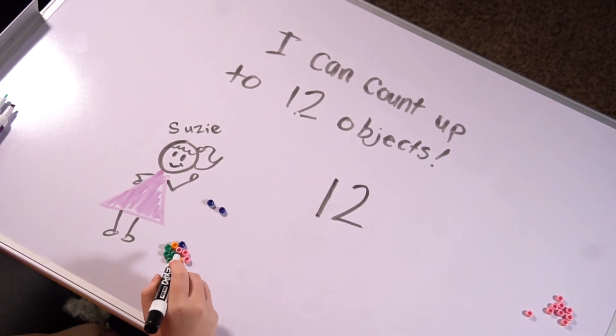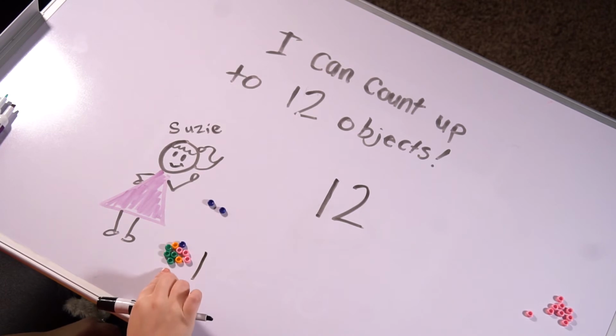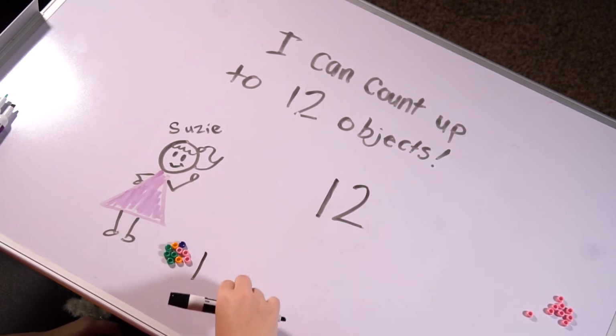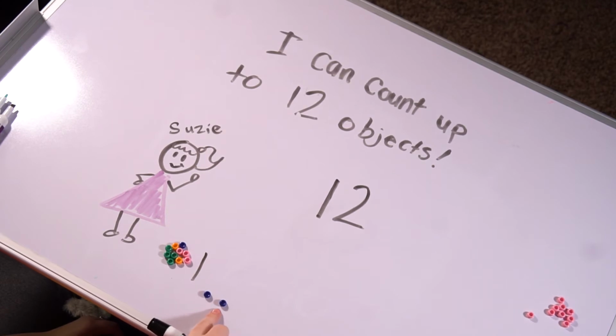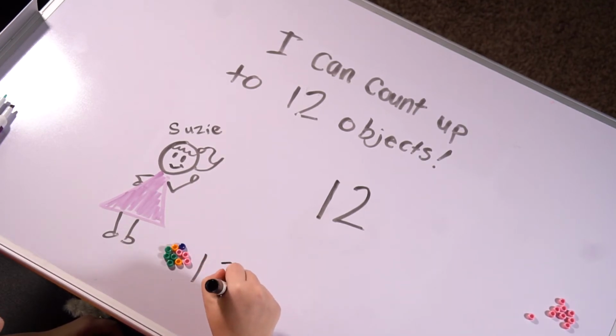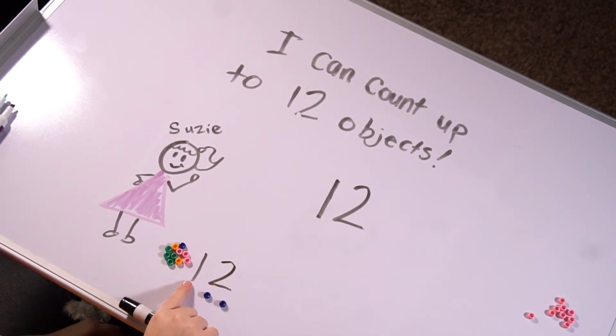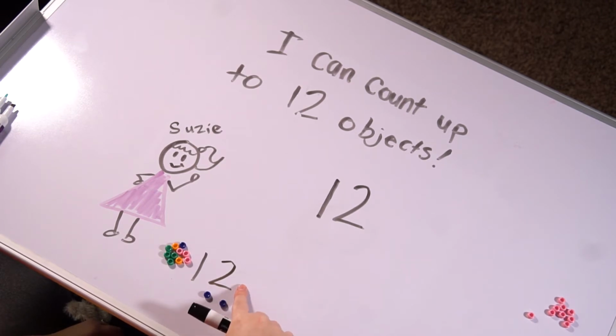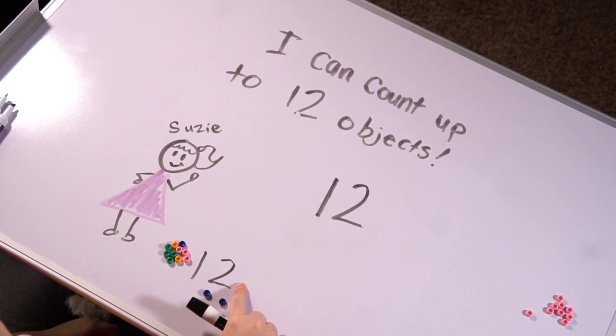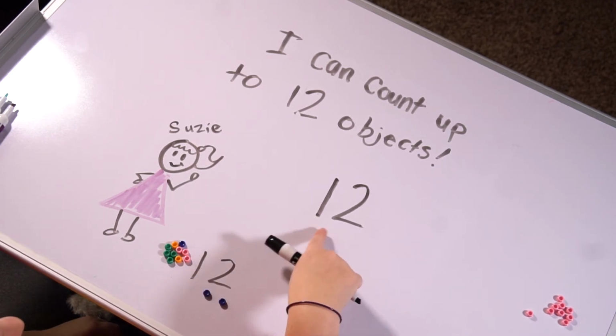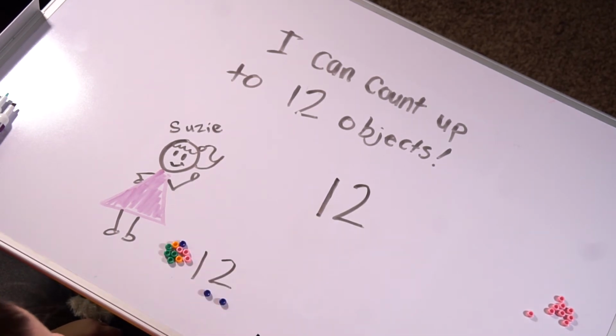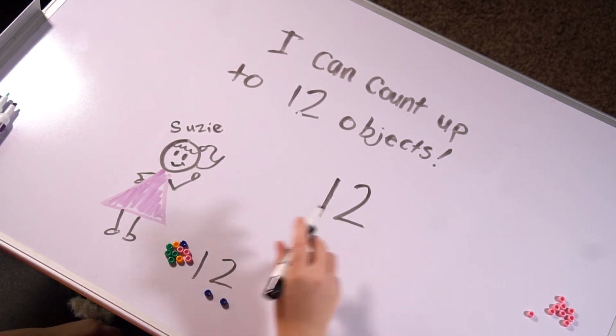We have one group of 10 beads and 2 sole little beads that aren't in a group. One group of 10 beads and 2 beads that aren't in a group. We call this the number 12. This is the number 12. If you have a piece of paper, write down the number 12. It's a 1 and a 2.